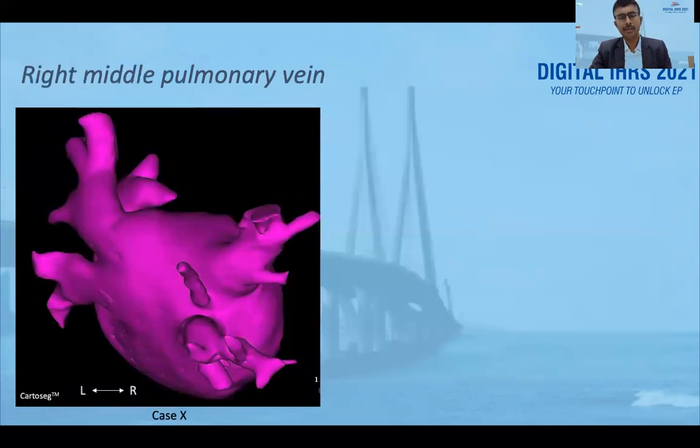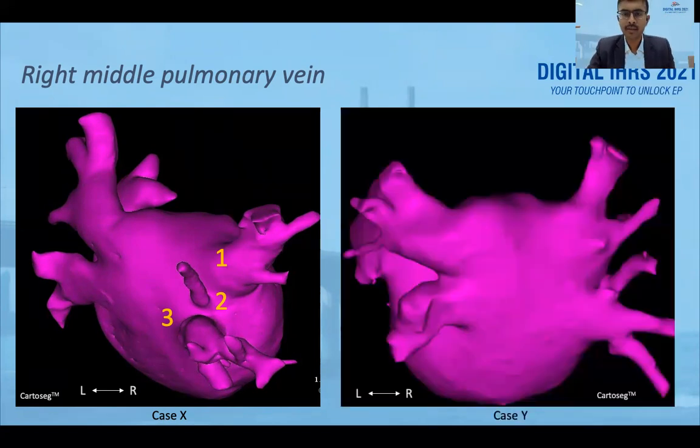This is an example of a right middle pulmonary vein. In this example, the right middle pulmonary vein is small. In this patient, we did a proximal seal ablation of the right upper and the lower, which was good enough to isolate the right middle. But then at times, you might need to get into the right middle pulmonary vein to isolate it, like in this patient on the right side.